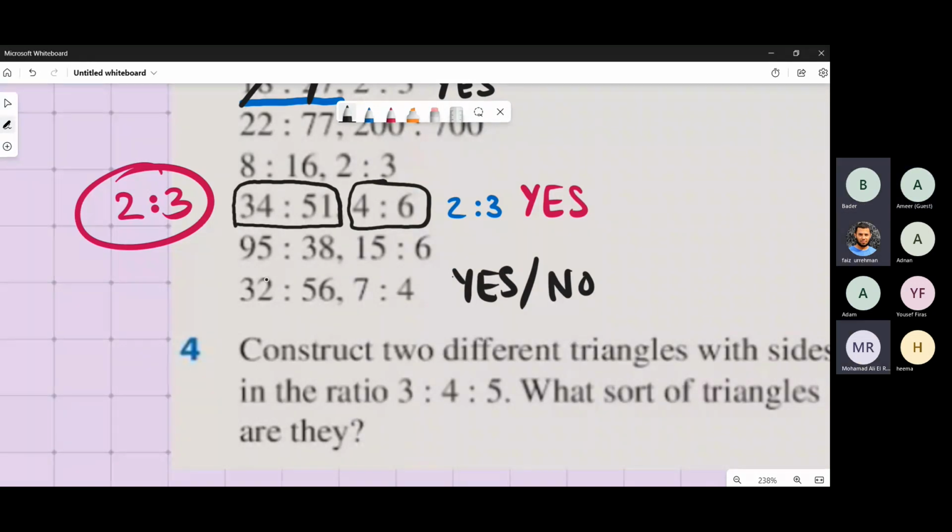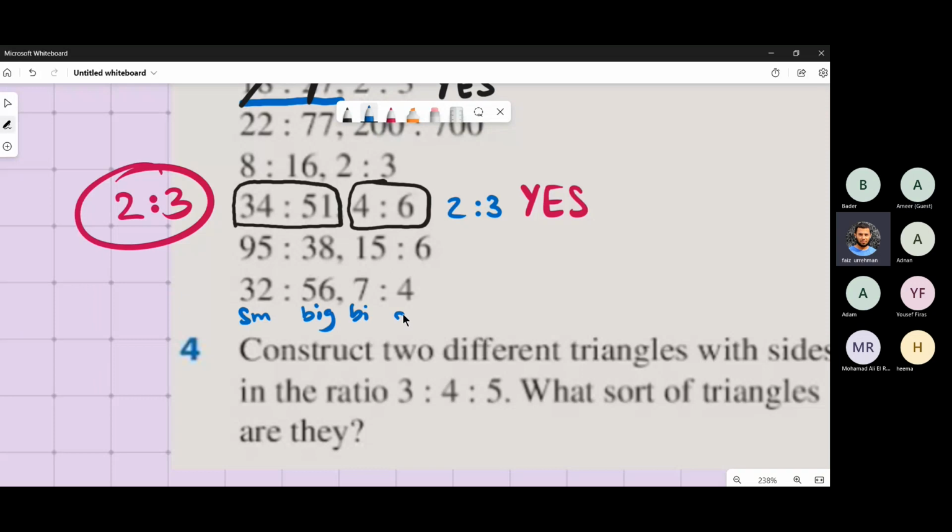By looking, it is no, because this number is smaller, this is bigger, and this is bigger, this is smaller. By looking, you can tell. No need to use your brain for this. Everyone, it's no. Did you understand? This is small, this is big, and this is big, and this is small. How can they be equivalent? Never. So Adam got an easier one.